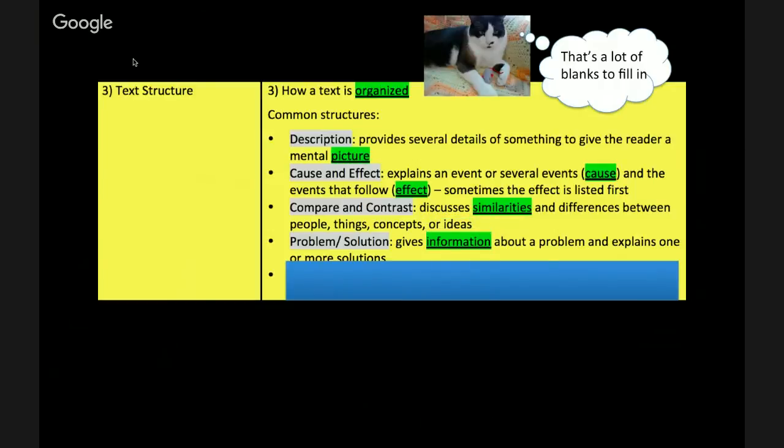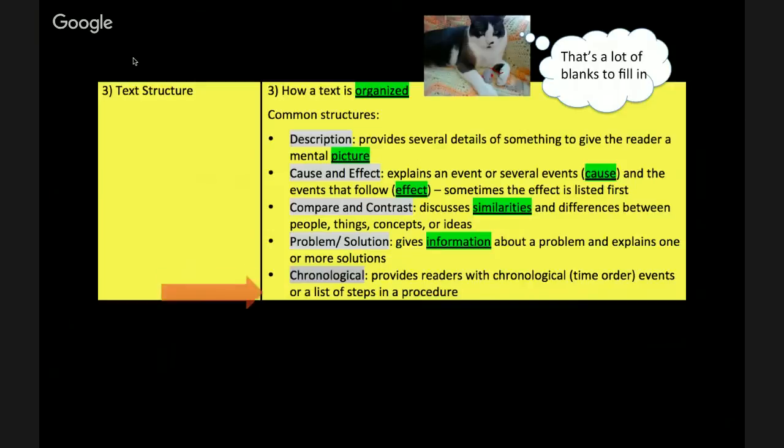And then we have problem solution. This gives information about a problem and explains one or more solutions. And the last type, which is incorrectly formatted on your notes, is chronological order. So go ahead and add in the dot next to chronological, maybe circle chronological, so you can be sure and remember that. So chronological provides readers with chronological time order events or a list of steps in a procedure.